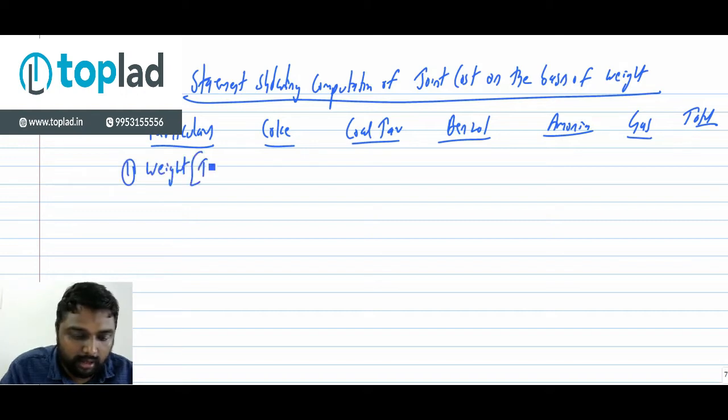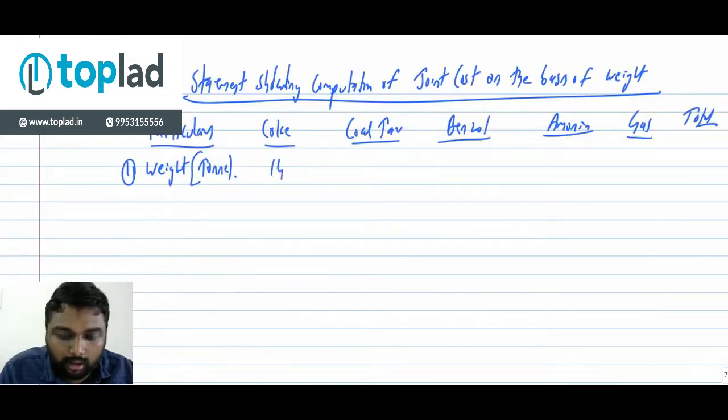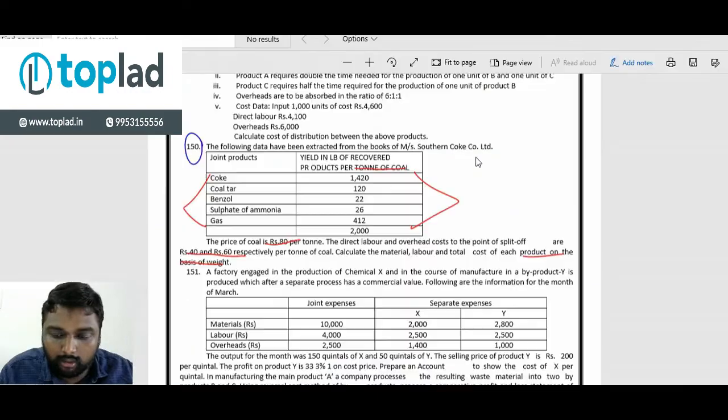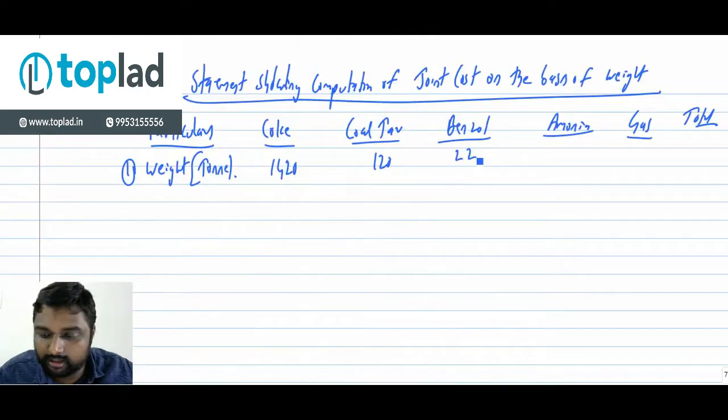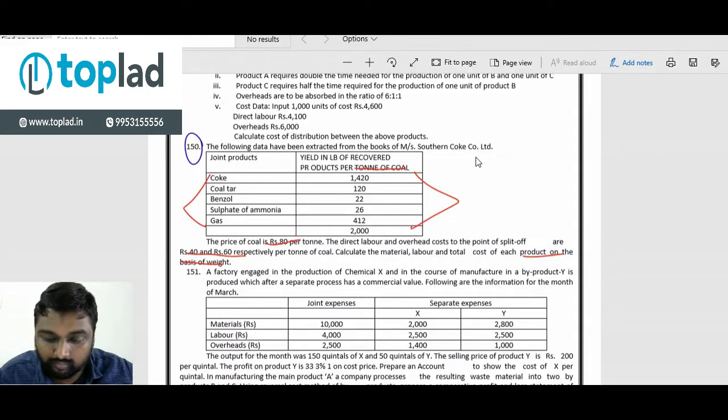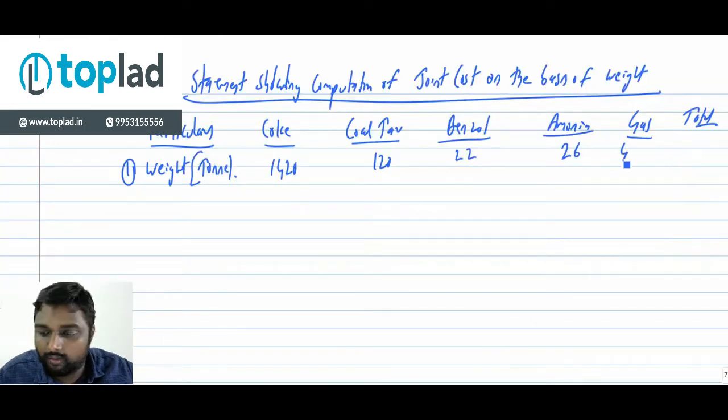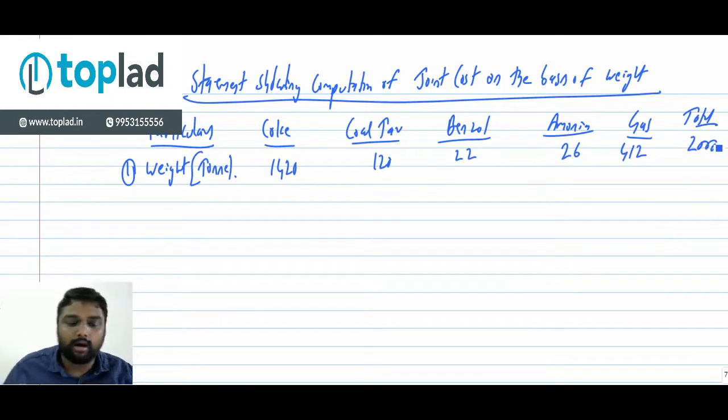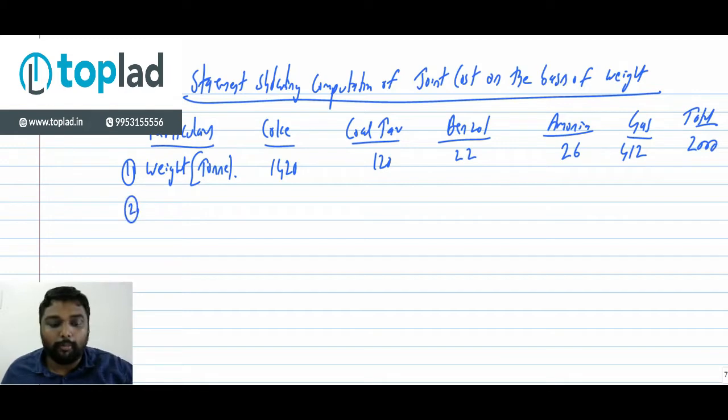Weight is measured in tons. This is the ratio: 1420, 120, 22, 16, 22, 26, 412. The total will come to 2000. The total weight is 2000. The product cost we can classify into three.